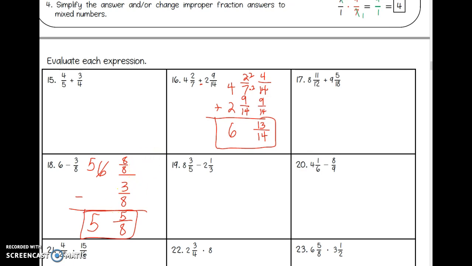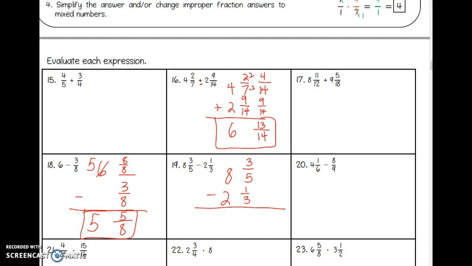Okay, so I see that I'm subtracting fractions. I need to rewrite my problem so I can line up my whole numbers and my fractions. So I have 8 3/5 minus 2 1/3. Notice how I have my whole numbers in a column lined up and my fractions in a column lined up.